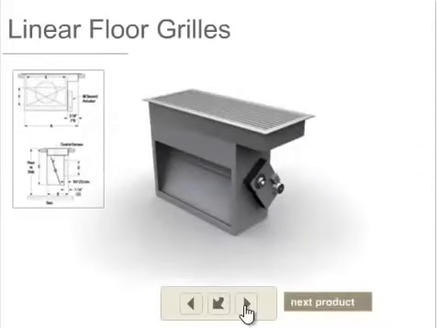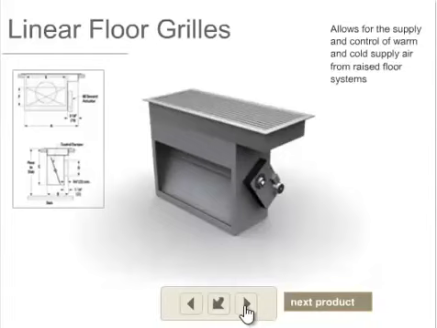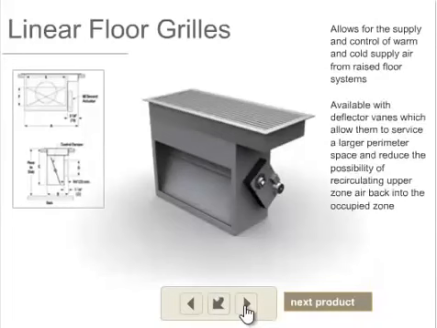Linear floor grills. The Price line of linear floor grills allows for the supply and control of warm and cold supply air from raised floor systems. They are available with deflector vanes which allow them to service a larger perimeter space and reduce the possibility of recirculating upper zone air back into the occupied zone.